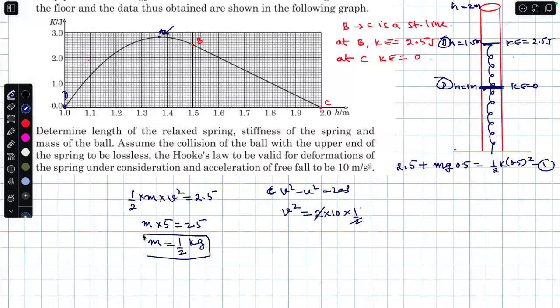It is done. M is half kg. Take it and substitute. 2.5 plus half kg into g into 0.5, that is 5, is equal to half K into 1/4. Or about 2.5, 2.5, 5. 5 into 2 into 4 is K. 8 fives are 40 Newton per meter.